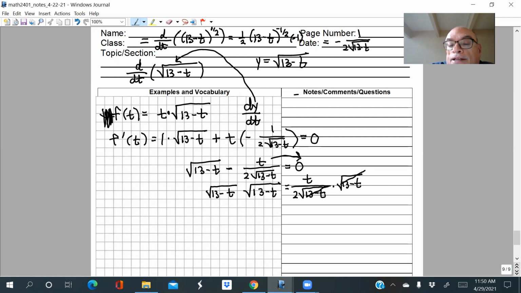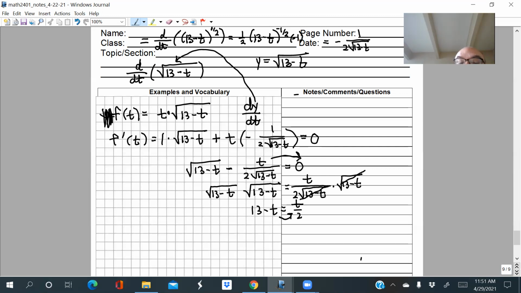These cancel, so I get rid of the denominator. And then when you multiply a square root times itself, of course, what happens to the square root? It cancels out. So on the left-hand side, you would just get 13 minus t. Now this looks a lot easier, right? That's looking a lot better and something that I could solve a lot more easily.